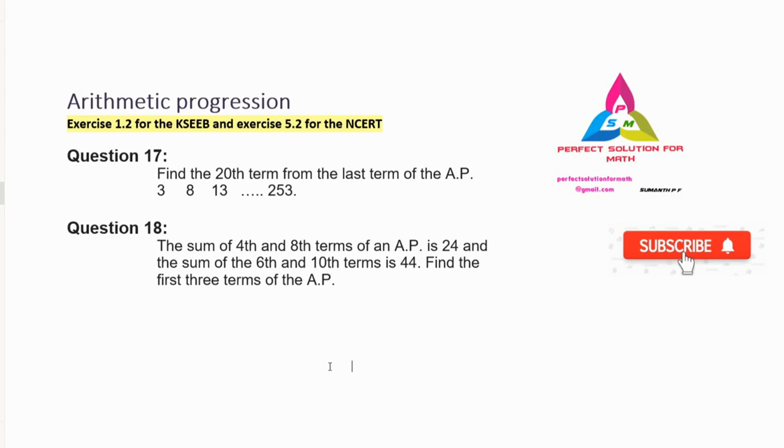Second one, question 18. The sum of the 4th and 8th terms of an AP is 24 and the sum of the 6th and 10th terms is 44. Find the first 3 terms of the AP. These are the two questions we will discuss one by one.